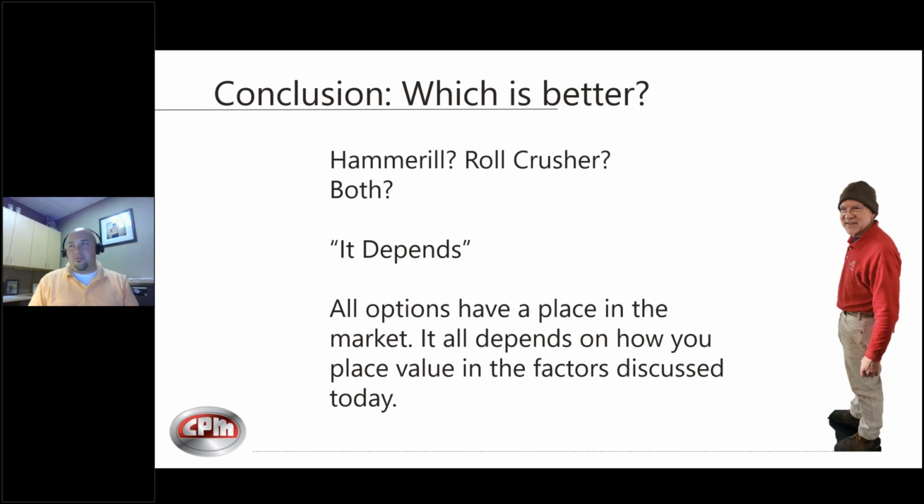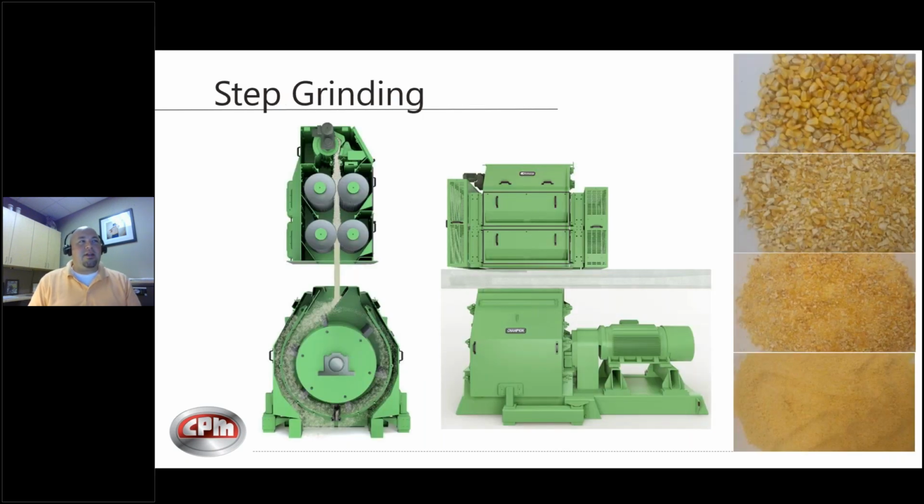I'll say there is a slight curveball we can look at, and I did mention both, is because you actually can look at both. There are quite a few people out there taking advantage of both machines and step grinding, which is just the process of putting a roll crusher above or upstream from a hammer mill. This is good for applications where you want to get a finer grind, but you would like to save some energy. Show pictures on the right of kind of the process the material would take.